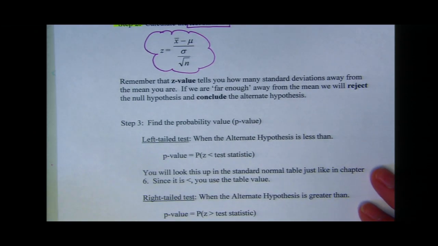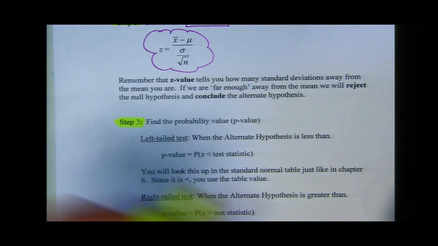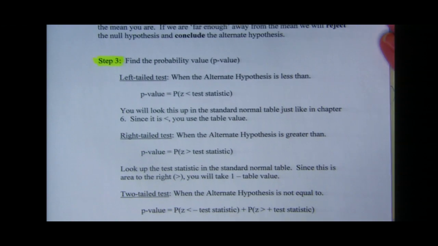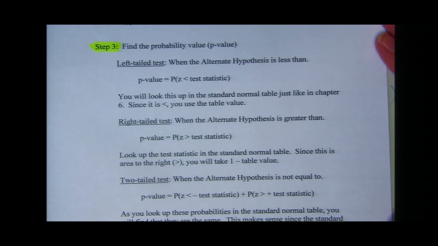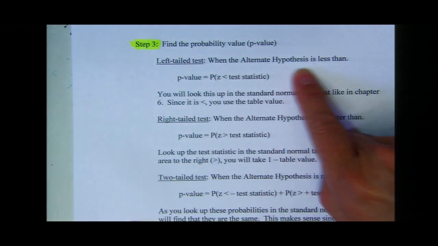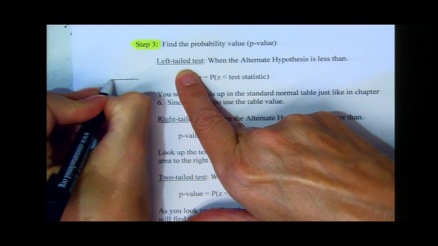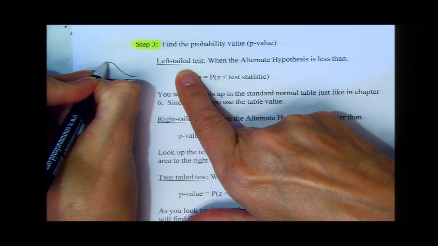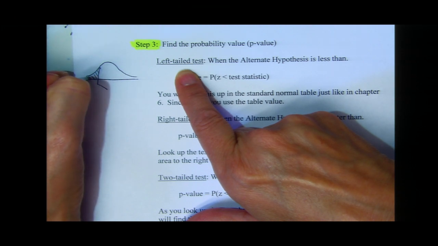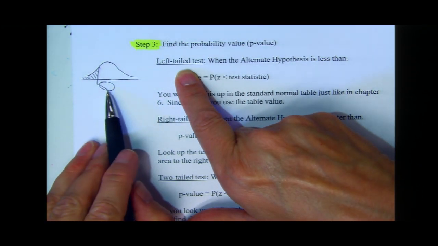Step 3 is going to be when we find the probability. Now this is based upon what type of test that you have. Now we've already talked about the different types of tests that we can have. So, let me move this over just a little bit. When the alternate is a less than, we have a left-tailed test. Step 2 would give us this test statistic. It would tell us what this z value is.